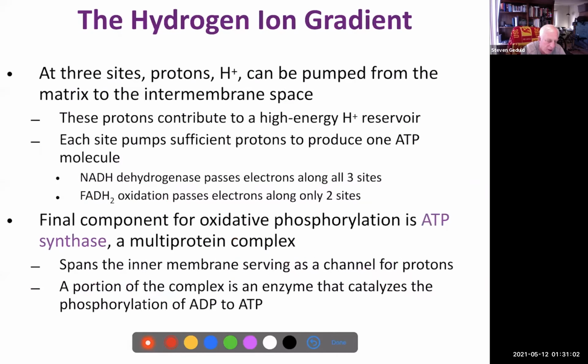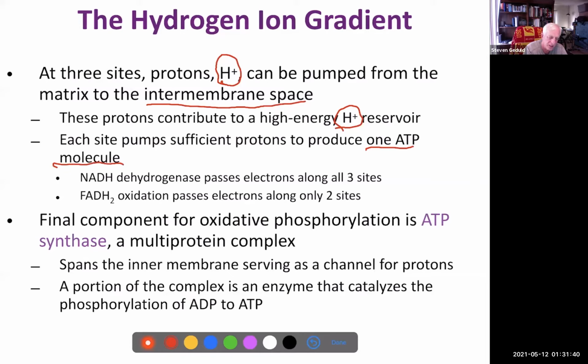You have a hydrogen ion gradient. So you're pumping H+ from the NADH and the FADH2. At 3 sites, protons, which are just H+, can be pumped from the matrix of the mitochondria to the intermembrane space of the mitochondria. These protons contribute to high energy H+ reserves. It's pumped against a gradient, so you have a potential energy now. Each site pumps sufficient protons to produce 1 ATP molecule.